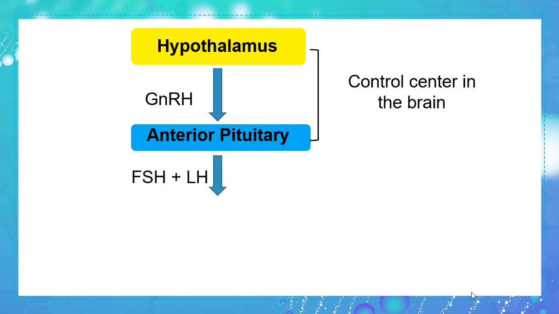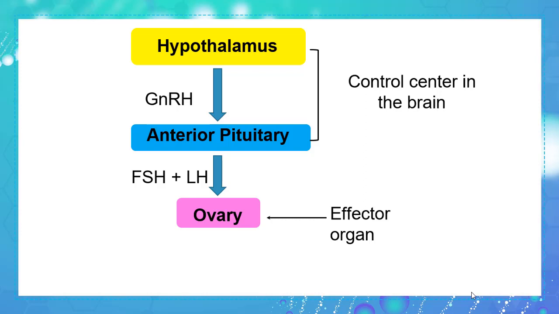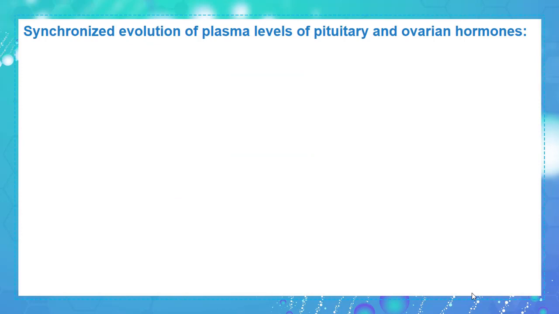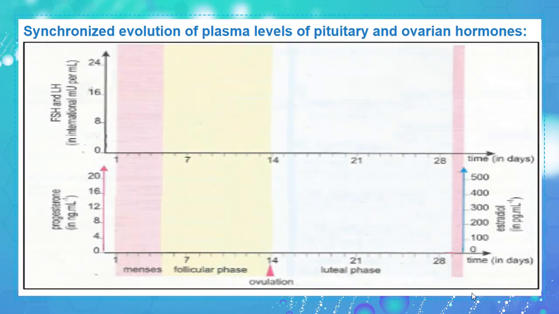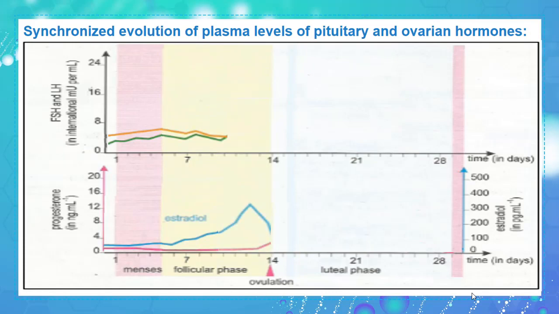In turn, the pituitary gland secretes FSH and LH whose target organ is the ovary. In response to variable amounts of FSH and LH, the amounts of estrogen and progesterone secreted by the ovary change too. Document C of your books shows the synchronized evolution of pituitary and ovarian hormones. The follicle-stimulating hormone FSH stimulates the maturation of cavitary follicles during follicular phase. As follicles grow bigger, they secrete a bigger amount of estrogen.